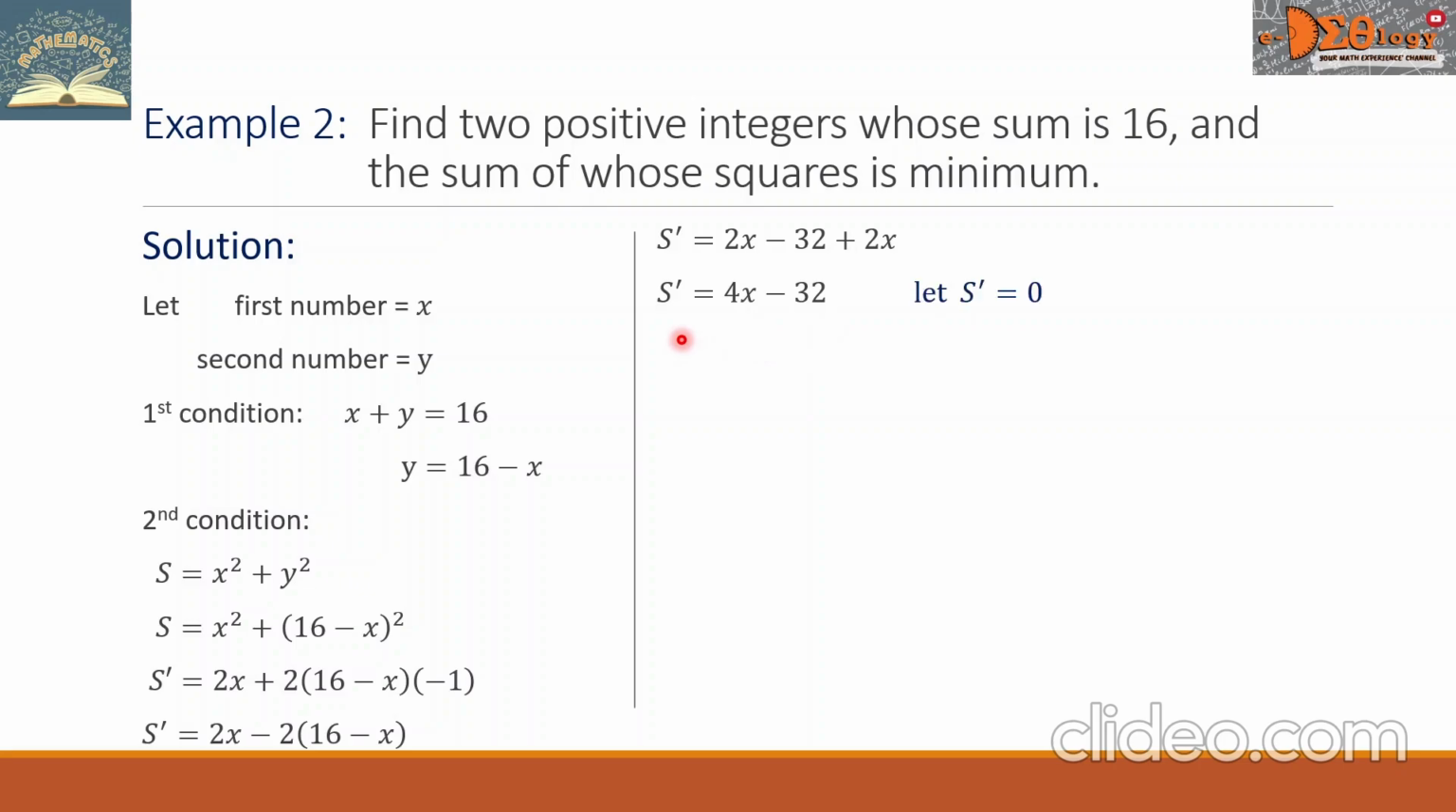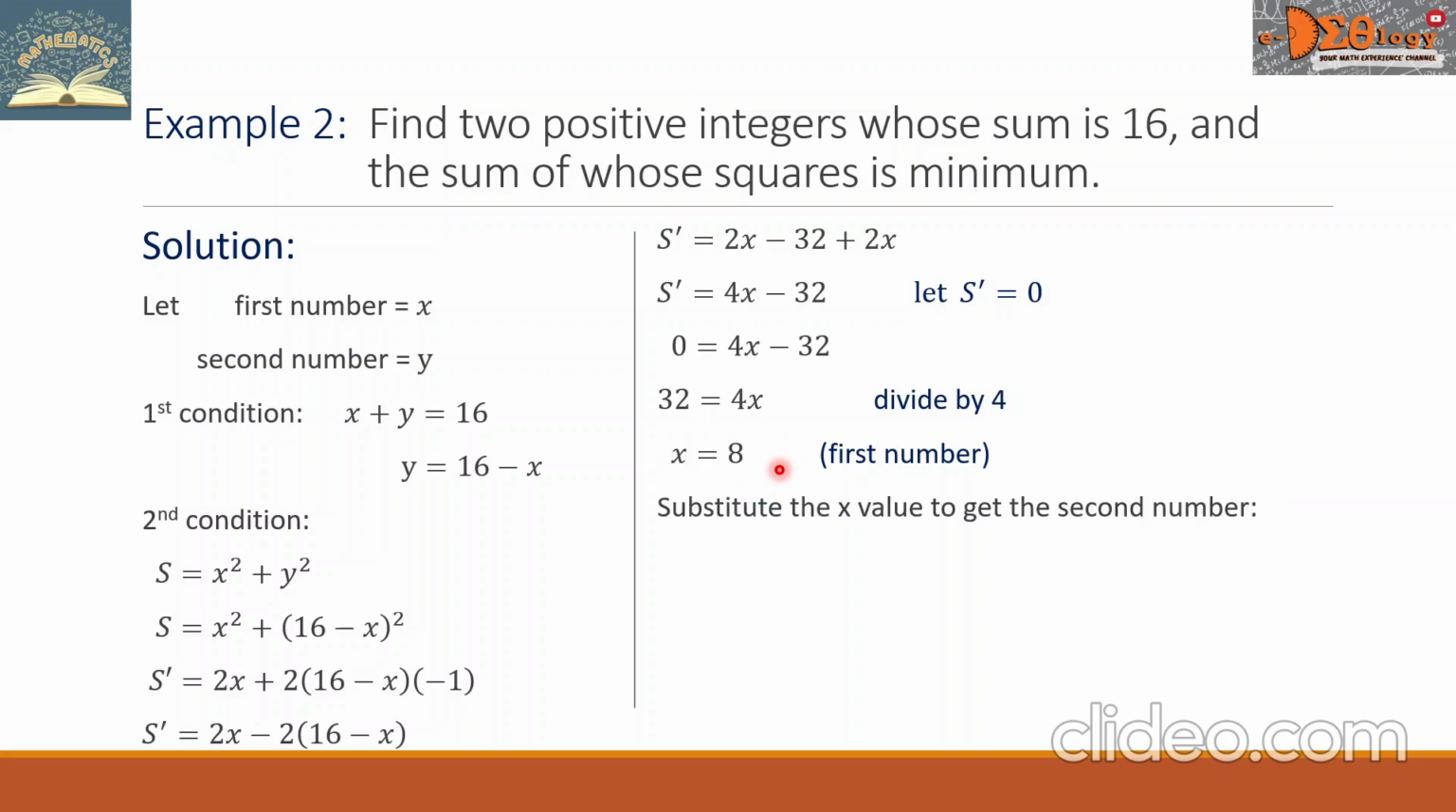Next step, we set s prime equals 0. That means the left side becomes 0 and we solve for x. The negative 32 we transpose to the left, it becomes positive. Then we divide this equation by the coefficient of x, which is 4. So 32 divided by 4, we will get the value of x equals 8. So in the beginning, we said that x is the first number. So we have a partial answer.